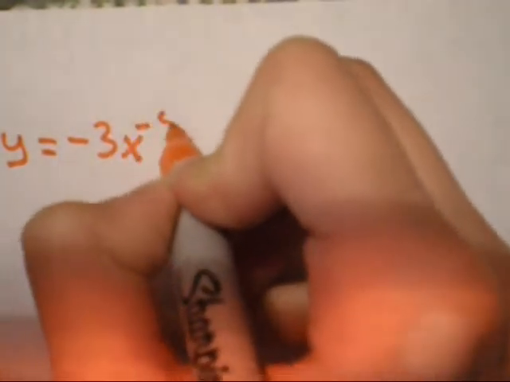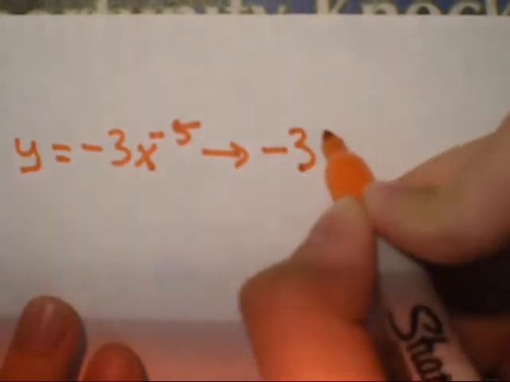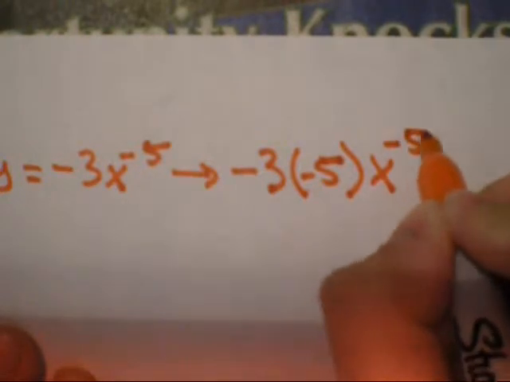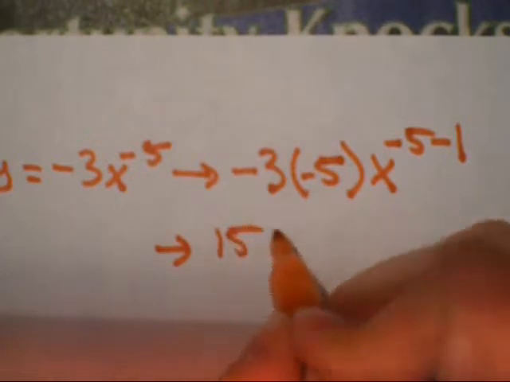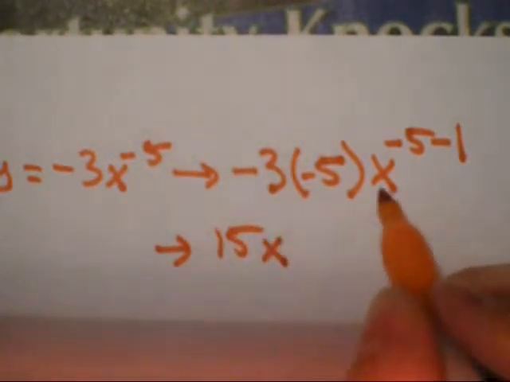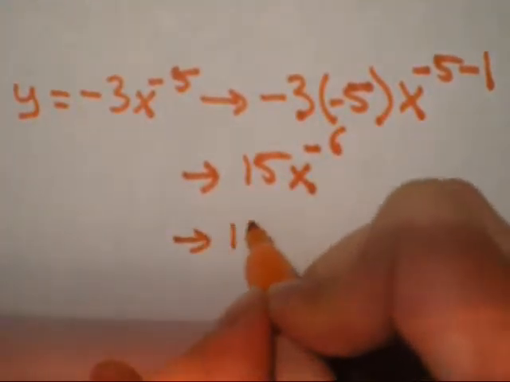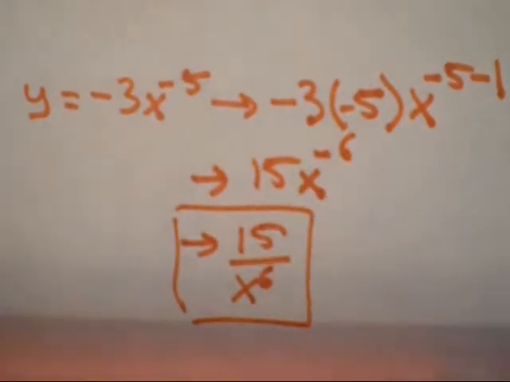Our next problem, y equals negative 3x to the negative 5. So what happens here? Negative 3 times negative 5, x, negative 5 minus 1. So negative 3 times negative 5 is 15, x, and then negative 5 minus 1 is negative 6. And to make that simplified, we have 15 over x to the 6th. So that would be our final answer.